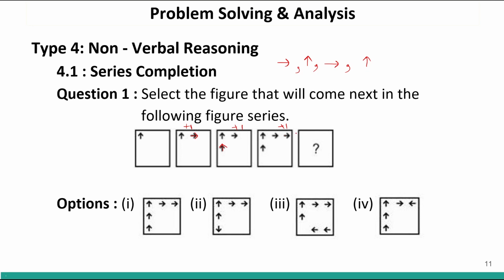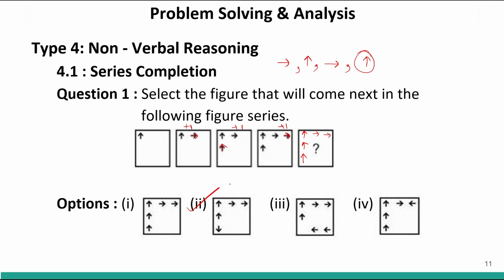So the figure that we already have, like this arrow was added, right? The figure that we already had looks like this. Now we will have to add this arrow. So this arrow will be added over here. So the missing figure will look something like this. And this is given in option number 2. So option number 2 will be your correct answer.